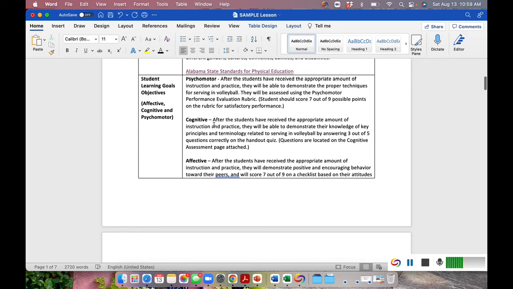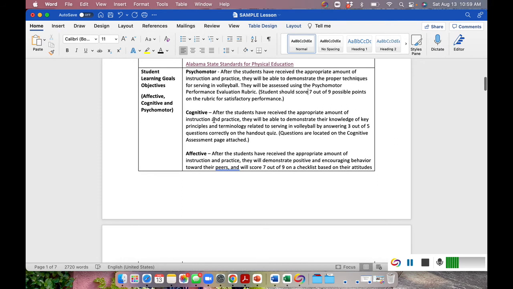The same thing applies to the cognitive domain. So this is your thinking domain. This might be something like, you may not have the highest skilled athlete, but they might be able to recite and know all of the cues for you, okay? So after the students have received the appropriate amount of instruction and practice, they'll be able to demonstrate their knowledge of key principles of terminology related to serving, okay? So the way that they do this in this person's lesson is they answer 3 out of 5 questions correctly on the handout quiz, okay?